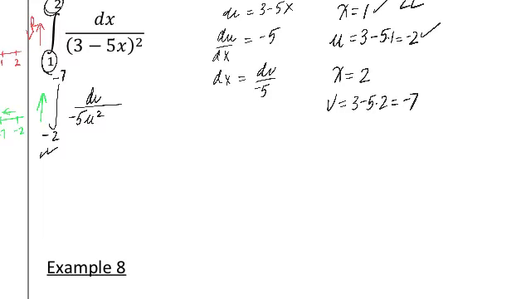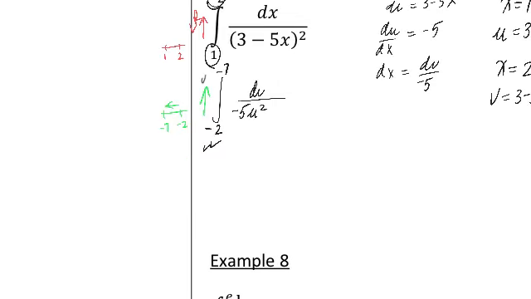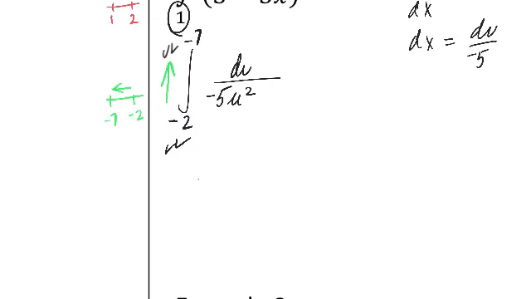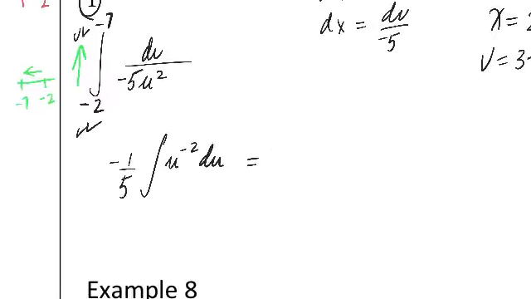Lower limit of integration. This right here is the upper limit. U is -7. You put that at the top, right? So keep all of that just the way it is. Now you're going to get -1/5 and then integral of u to the -2 du, which is equal to, and then -2 and -7. Please pay attention to your notation.